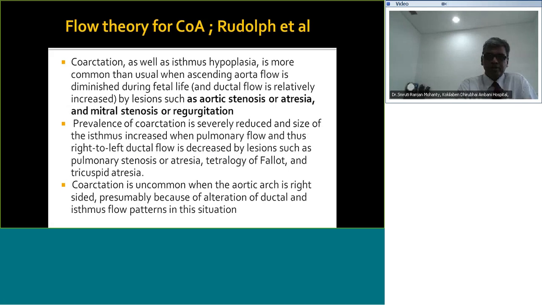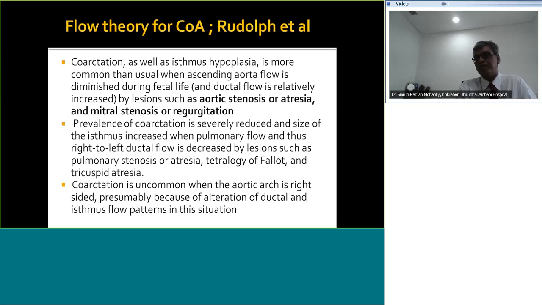Now, the other theory is the flow theory for coarctation. It's proposed by Rudolph et al. So, coarctation as well as isthmus hypoplasia is more common than usual when ascending aorta flow is diminished during fetal life, and the ductal flow is relatively increased by lesions such as aortic stenosis or atresia and mitral stenosis or regurgitation. Prevalence of coarctation is severely reduced and size of the isthmus is increased when pulmonary flow, and thus the right to left ductal flow, is decreased by lesions such as pulmonary stenosis or atresia, tetralogy of Fallot or tricuspid atresia. Coarctation is uncommon when the aortic arch is right-sided, presumably because of the alteration of the ductal and isthmic flow pattern in this situation.